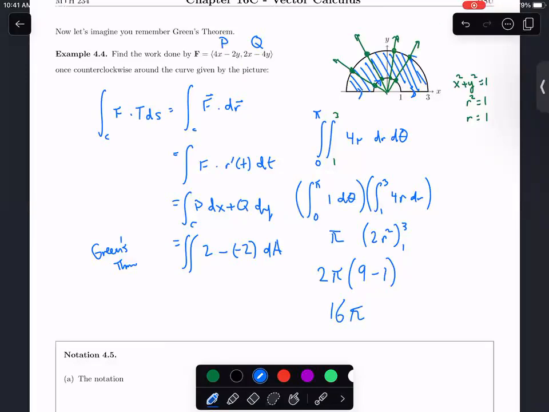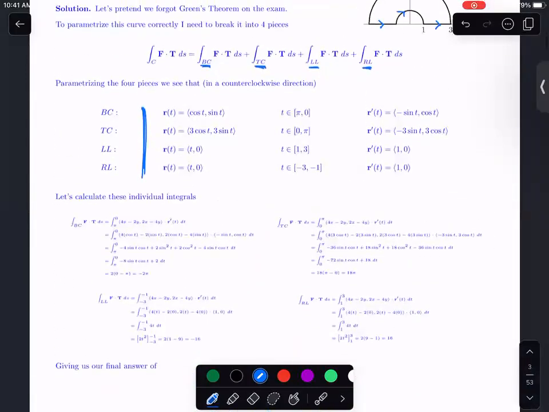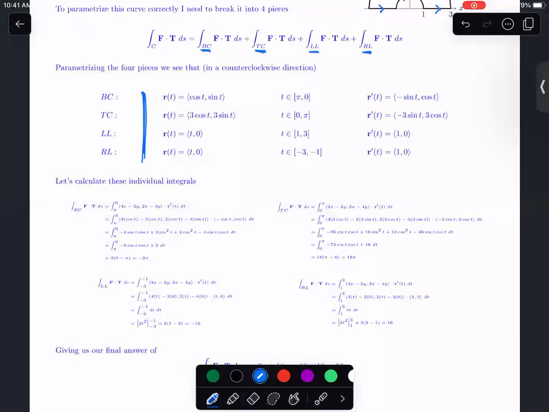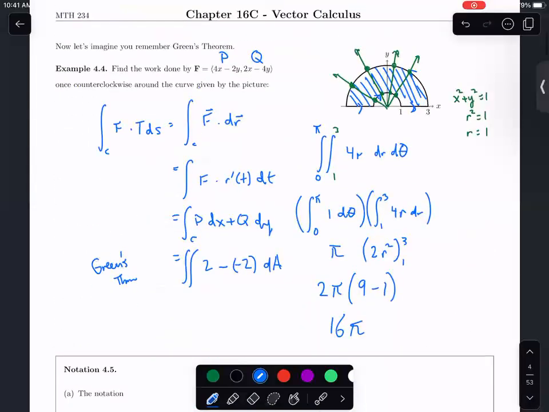So again, a lot of these theorems you have to think about, okay, when can I apply these things? Even though the problem may not say, use Green's theorem. All right, any questions on this one here?